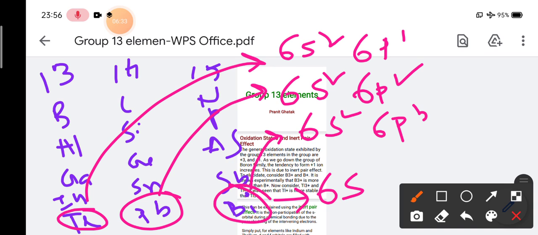So among all of these elements, thallium, lead and bismuth have the 6s orbital in them, and all of them have a fully filled 6s orbital, that is 6s2 configuration. Due to the poor shielding of d and f orbitals, the energy gap between the 6s and 6p is so high, the energy difference is so high that the 6s orbital cannot participate in bond formation.